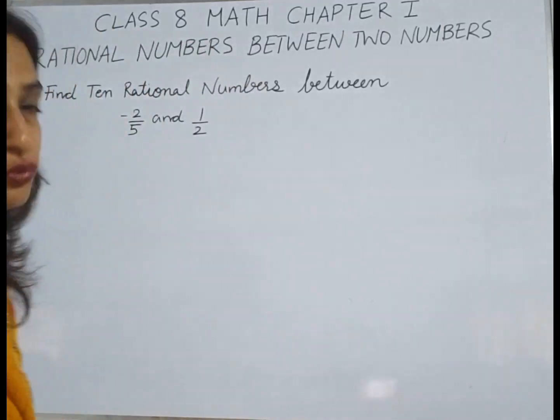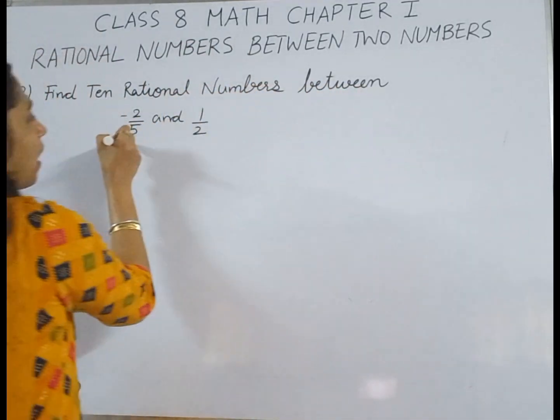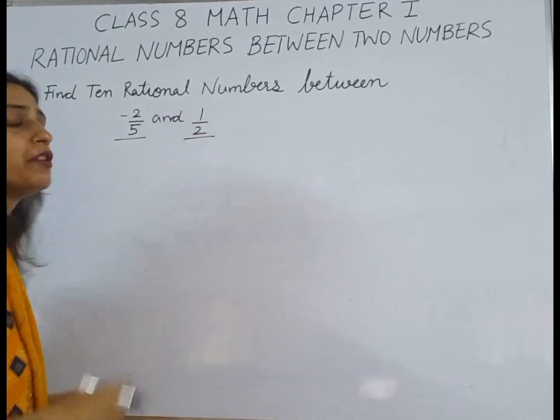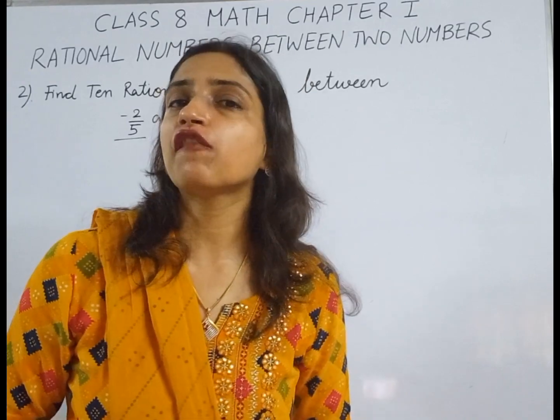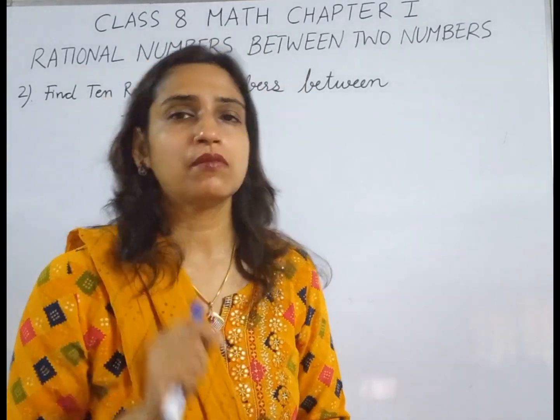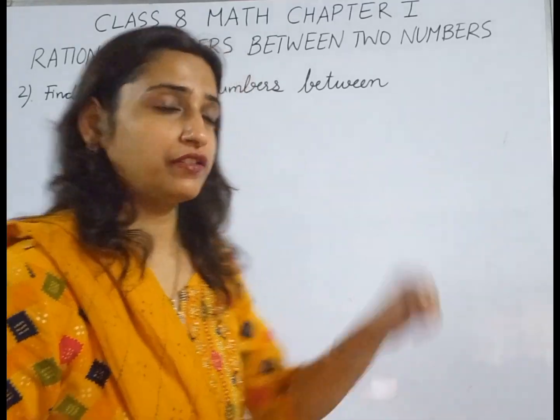Example number 2 is to find 10 rational numbers between minus 2 upon 5 and 1 by 2. So we are given 2 rational numbers and we have to find 10 numbers between them. You also get your pen and paper and let's solve this sum together.